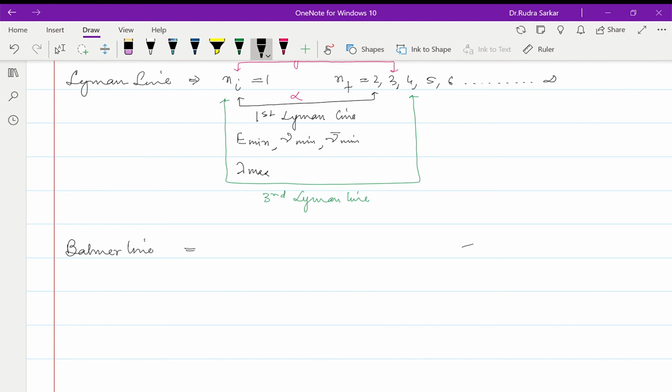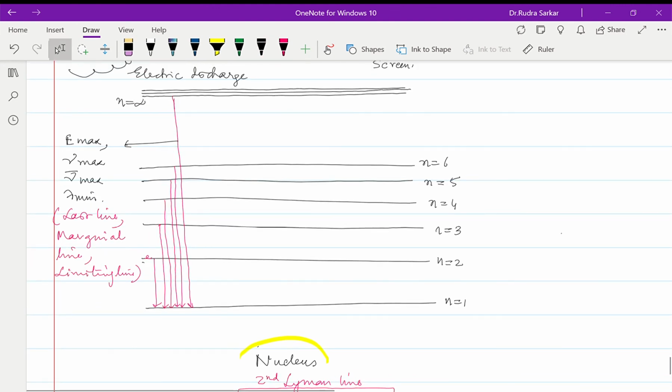Ni बोला था तब, अब क्या है? अब मानो कोई लाइन है जो Ni उसका वैल्यू ग्राउंड स्टेट का है, माने Ni का वैल्यू है यहाँ पे 2 और Nf जो है यहाँ पे 3, 4, 5. So all the lines that are falling to n equal to 2. It can come from any excited state, but it is falling to n equal to 2. Such set of lines will be called as Balmer lines. ठीक है ना? Such a set of lines are called as Balmer lines.